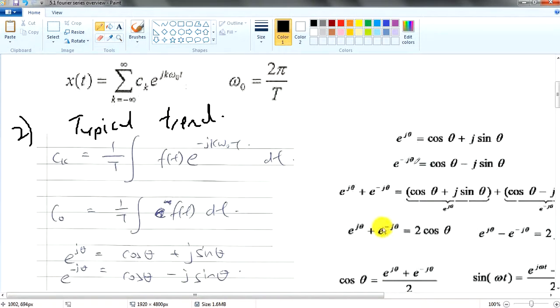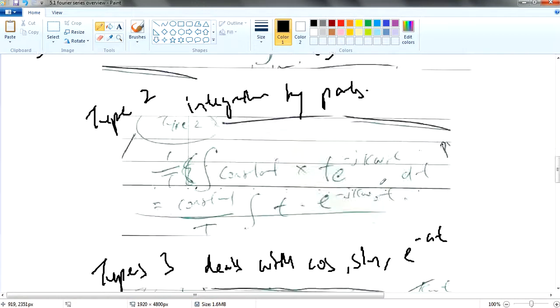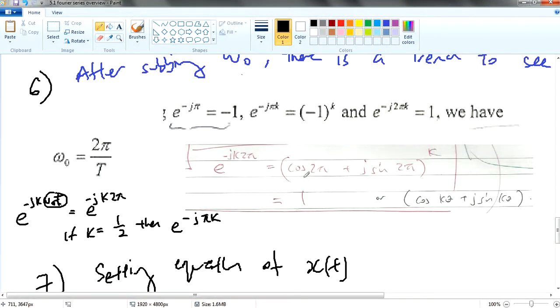So e to the minus j theta, and if theta is 2 pi, you just sub in the theta. Cosine of 2 pi, which is cosine 0, equals 1, plus sine 0, which is definitely 0. So definitely this is 1. This is like a toolbox for you to review, a checklist.